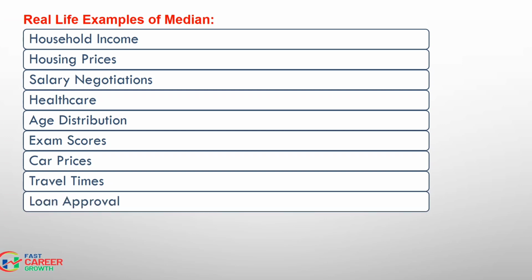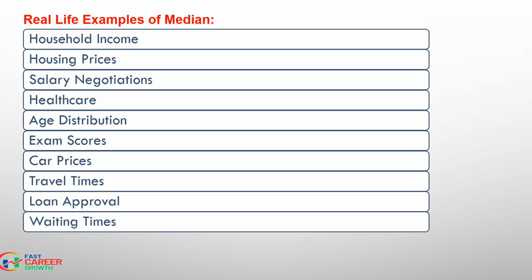Loan approval. Lenders may use the median credit score to determine the typical creditworthiness of applicants. Waiting times. In healthcare settings, the median waiting time for patients in a hospital's emergency room can represent the typical time patients spend waiting for care. These examples illustrate how the median is a useful statistic for describing the middle value or typical observations in various real-life scenarios, particularly when the data distribution is skewed or contains outliers that might affect the mean.